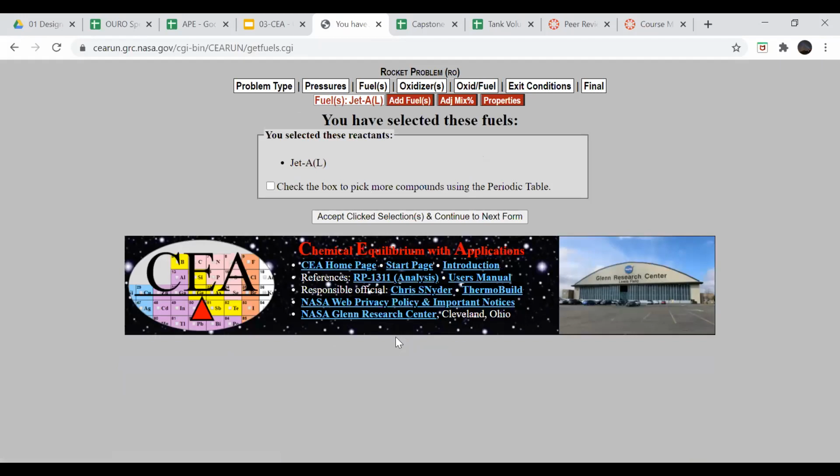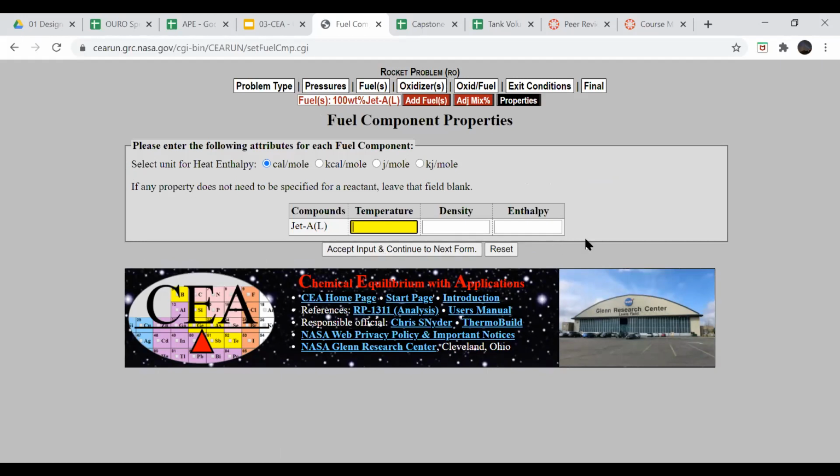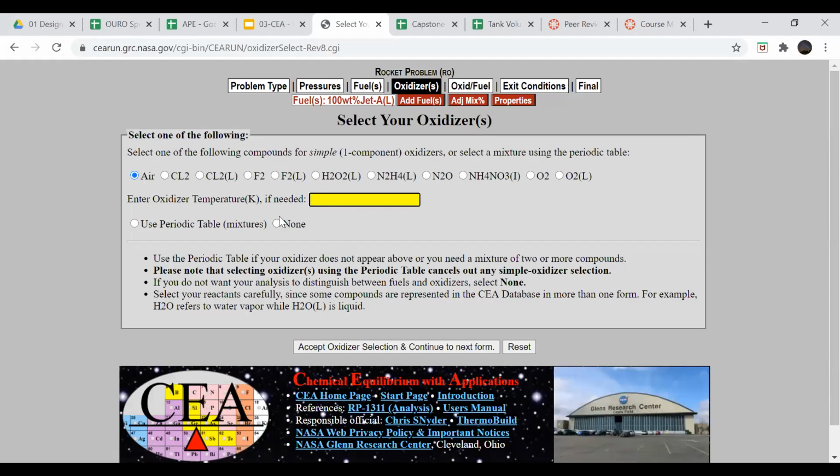All right, so we're going to go ahead and accept that. It also allows you to put a mix of fuels, but we're using pure Jet A for all intents and purposes. So we don't click that box and hit continue. It's the only thing we have, so its weight percent is going to be 100%. So just hit accept and continue. And then it asks a whole bunch of other things. It says you can just leave them blank. Temperature, we're just going to say room temperature. I'm going to leave that blank because I don't see units on here. I think it'll just assume room temperature.